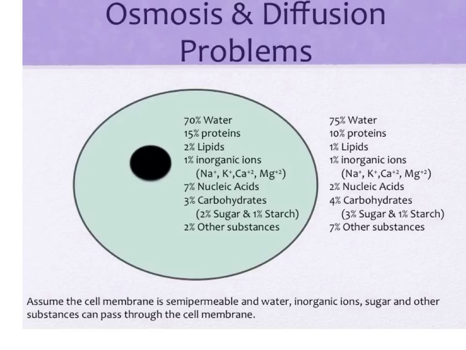Here's our next problem. Once again, we can forget about proteins right away, lipids right away because they can't go through, nucleic acids we can forget about right away, starches right away. Those things are too big to flow through the semi-permeable membrane. So we'll start with water. The higher concentration is here, so through osmosis, water will go into the cell from high to low.